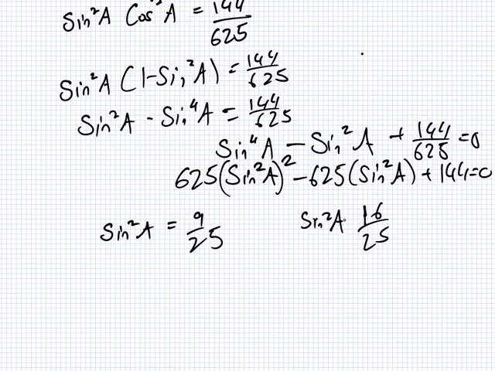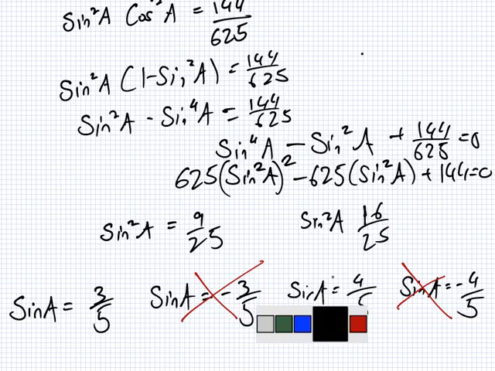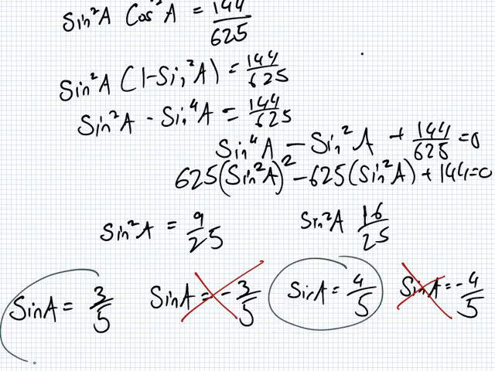So this actually gives us 4 answers. We have sine A equals 3 over 5, sine A equals minus 3 over 5, sine A equals 4 over 5, sine A equals minus 4 over 5. We have 4 answers altogether in total. But 2 of the answers we can throw away straight away. What are those 2 answers? Yeah, forget about the negative ones. So it has to be this or this.